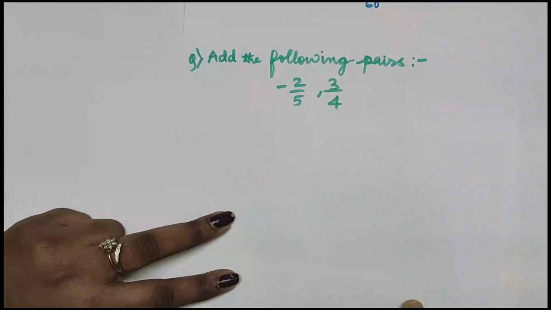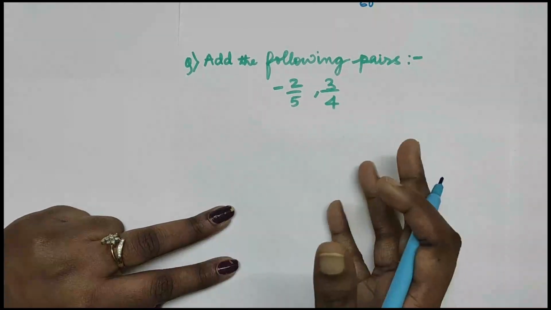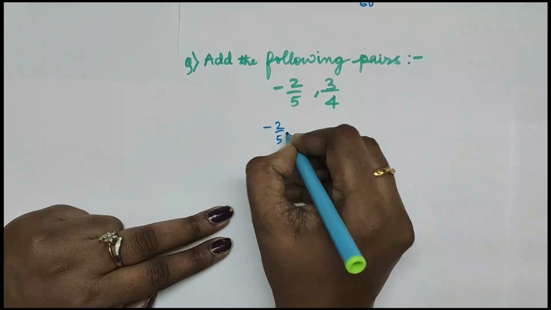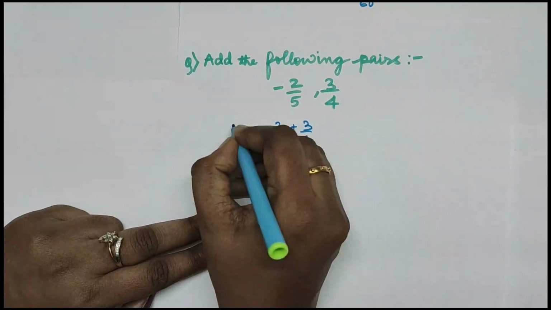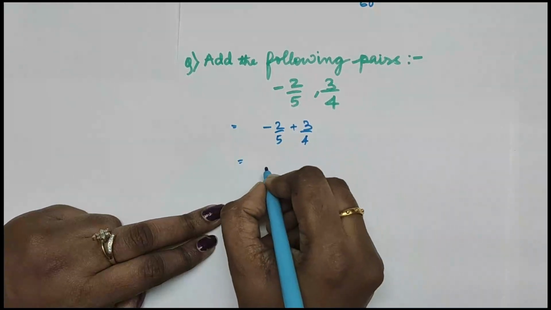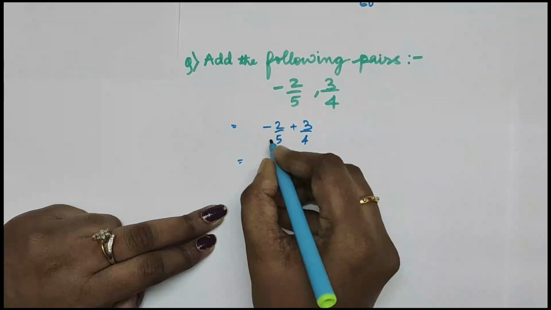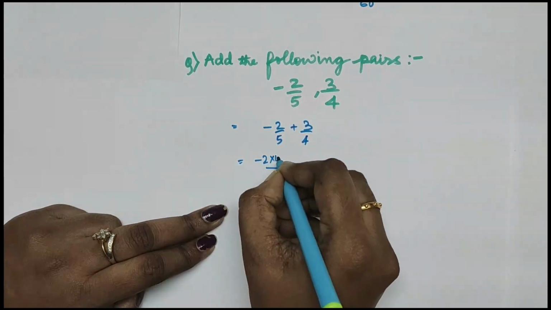You may get questions like add the pair. So that is also the same thing. You have to just put a plus sign. Check whether denominators are same. As they are not, take the LCM. So that is 20. 5 4s are 20. So I multiply a 4 here.